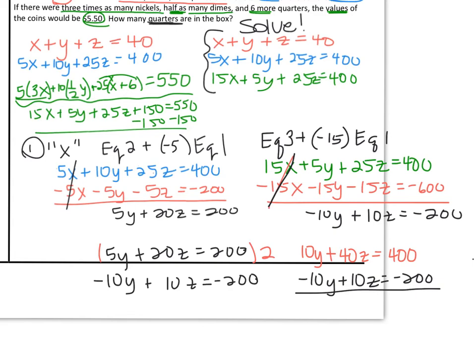I notice that if I multiply everything by 2, I get 10y plus 40z equals 400 in that top row. And in the bottom row, we have -10y plus 10z equals -200. As I combine my columns, the y's eliminate, and we have 50z on the left. On the right, 400 minus 200 is 200. To get z by itself, if we divide both sides by 50, we get z equals 4, and what that means for our word problem is that there are 4 quarters.